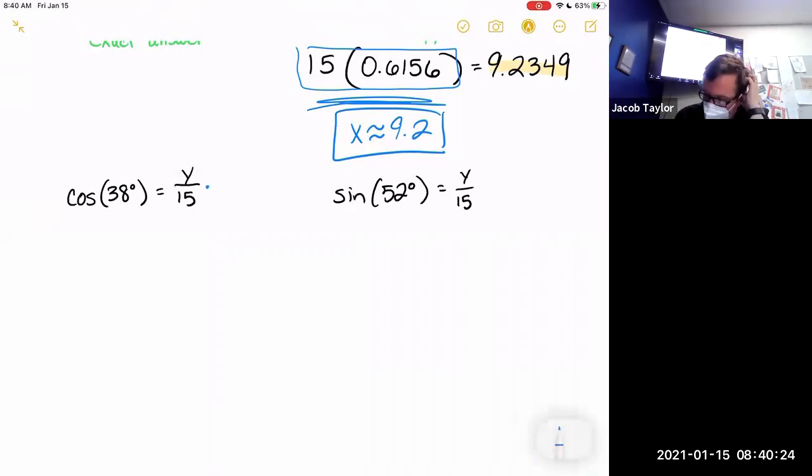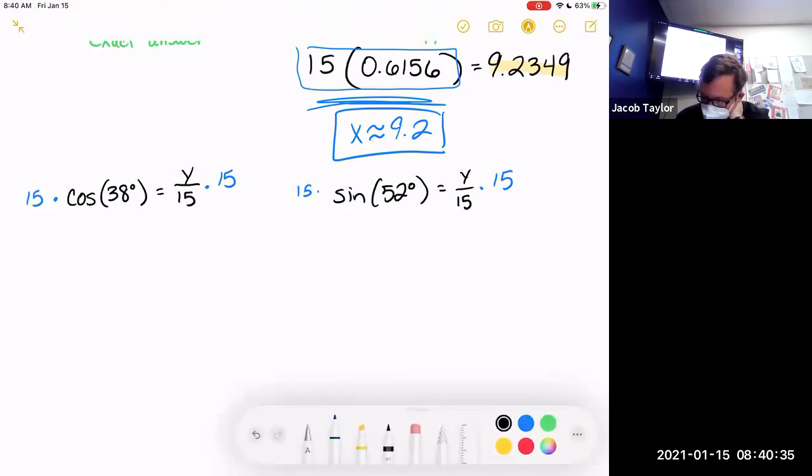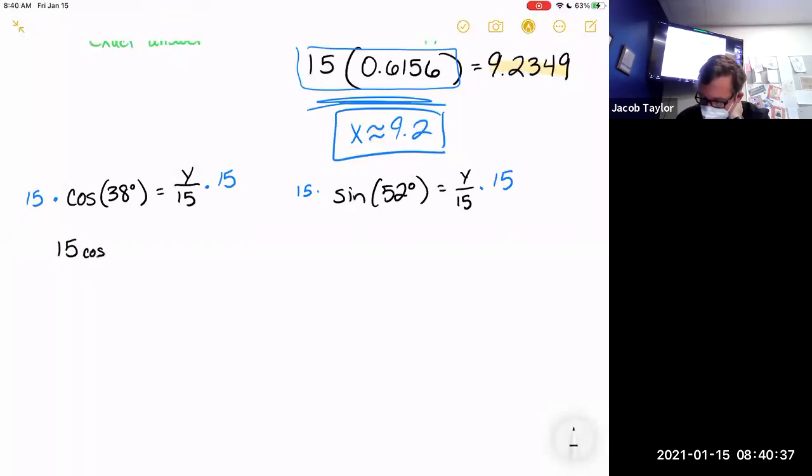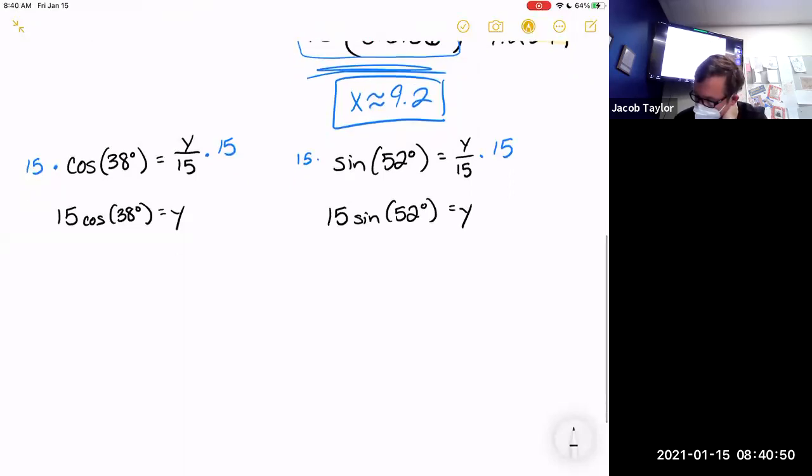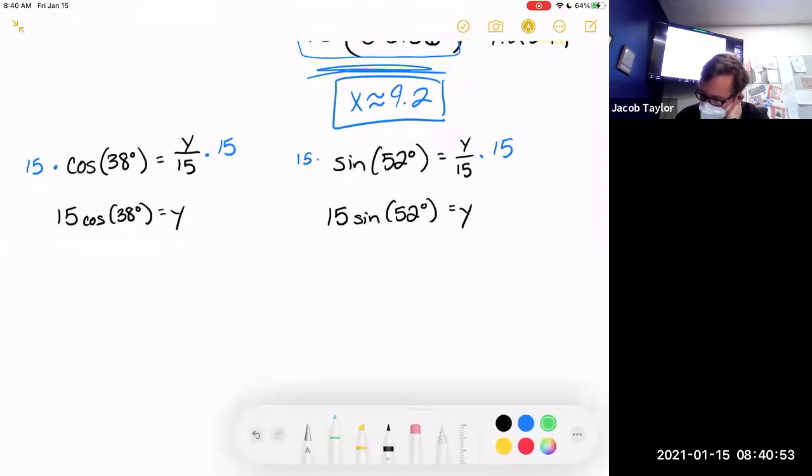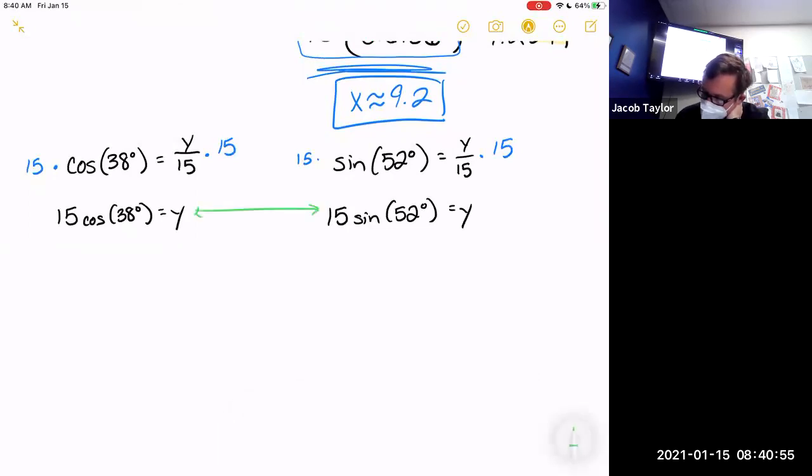Regardless of the method that you pick, our process is the same, which is to multiply both sides by 15. So depending on which angle you chose to use, your answer will either be 15 cosine 38, or your answer will be 15 sine 52. Just to prove to you that these are the same, by the way, these are the exact answers. Both of those are correct.